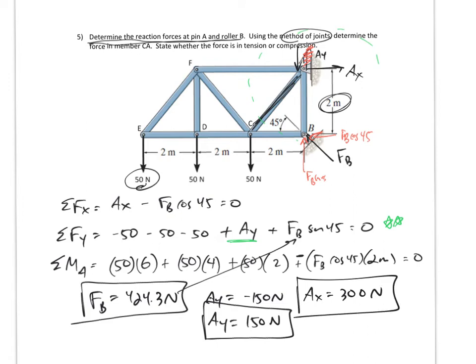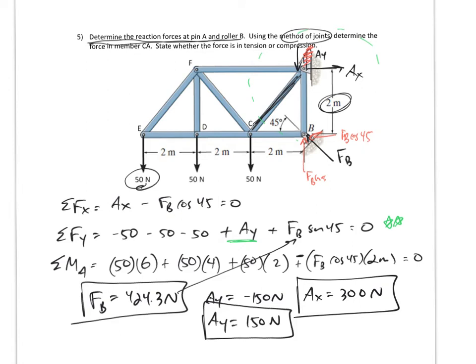All right, so that was part A. And a lot of times even if it didn't ask for those reaction forces, you might need those or might want to go ahead and solve for those. All right, so now let's use the method of joints to determine the force in member CA. So now I'm looking at the joints. The joints are in equilibrium. And I know at the joints, every force in every member is along the member.